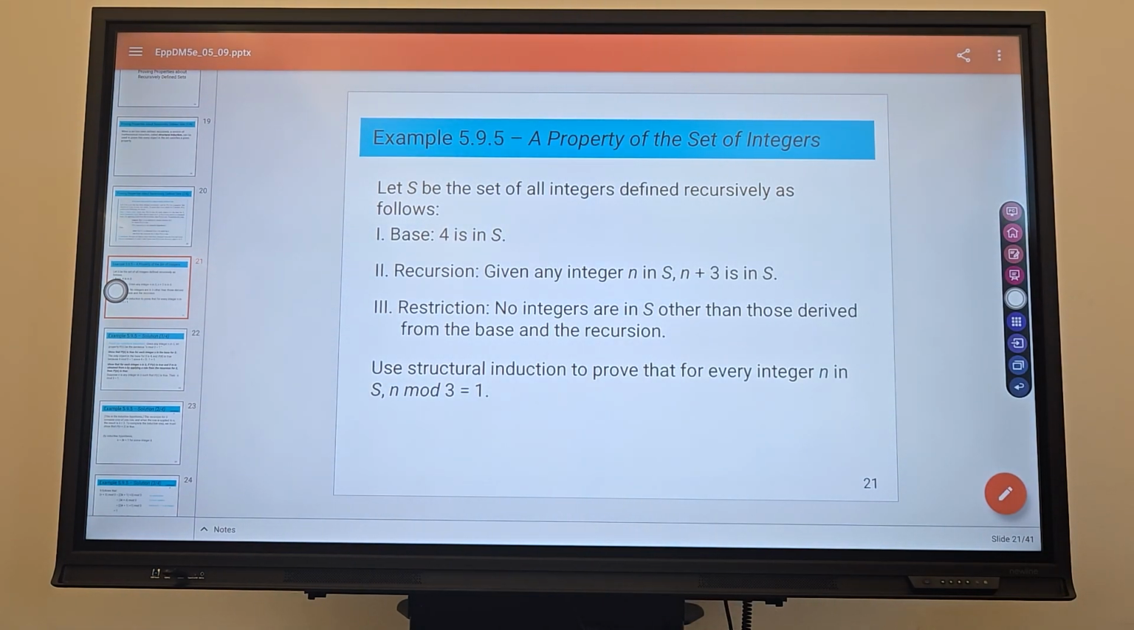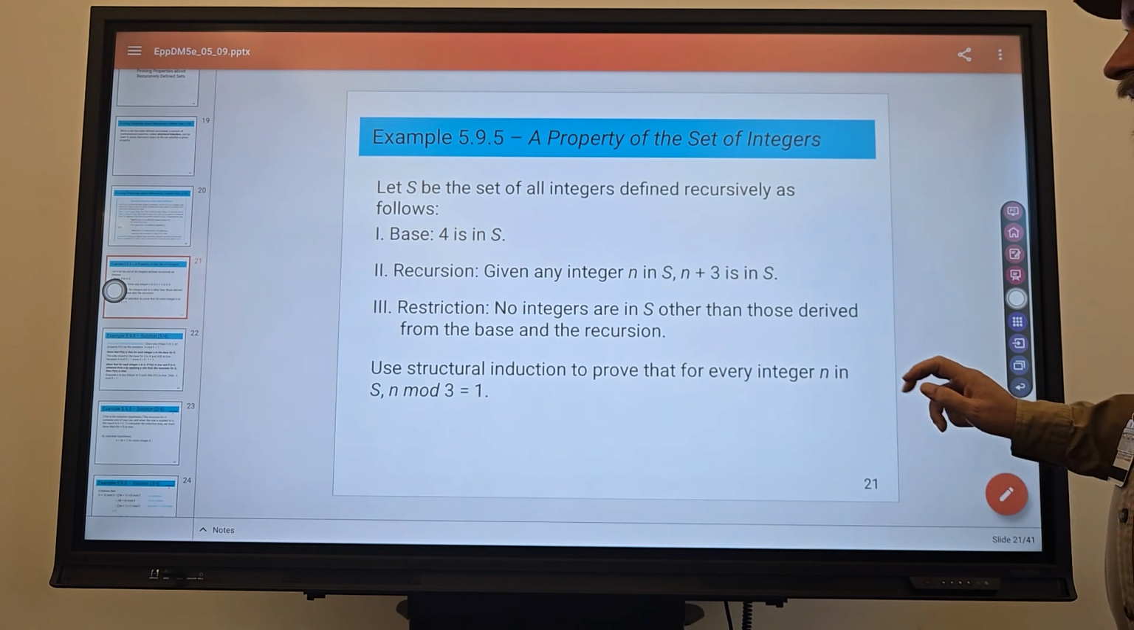So any integer n in S, which we know 4 is in S, n plus 3 is also in S. So 7 would be in S. So 7 plus 3 would also be in S. And so on and so forth. So you'd be counting by threes ad infinitum. No integers are in S other than those derived from the base and the recursion. Use structural induction to prove that for every integer n in S, n mod 3 equals 1.